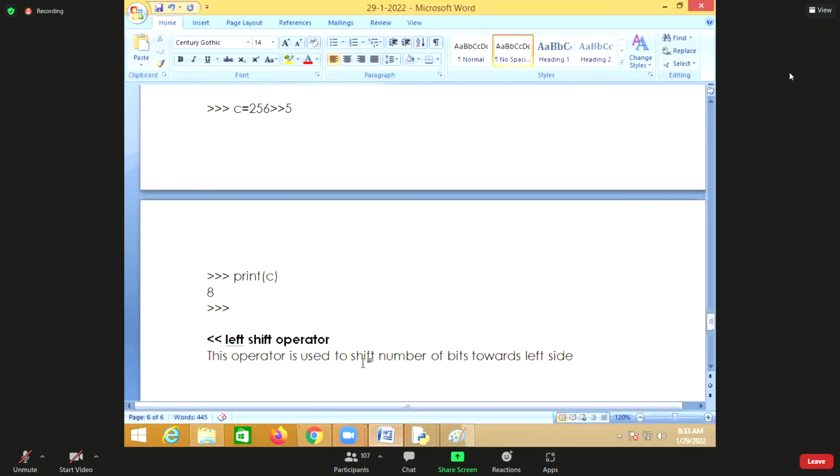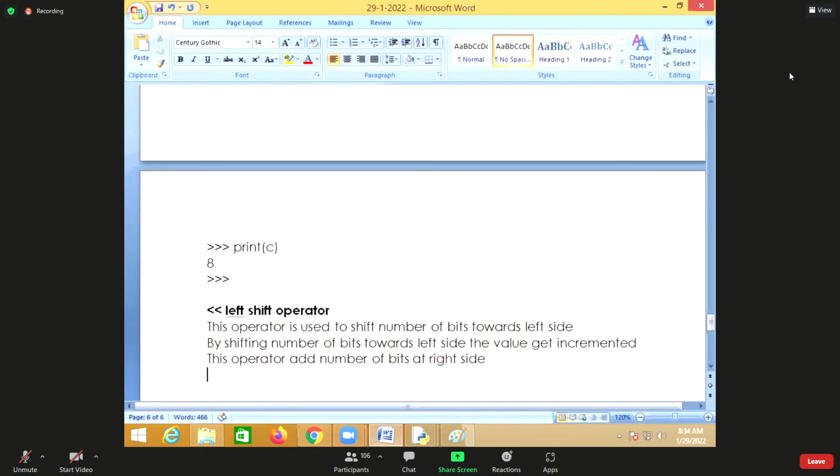This operator is used to shift the number of bits towards the left side. By shifting number of bits towards the left side, the value gets incremented. Incremented, so it will add, this operator adds number of bits at the right side.